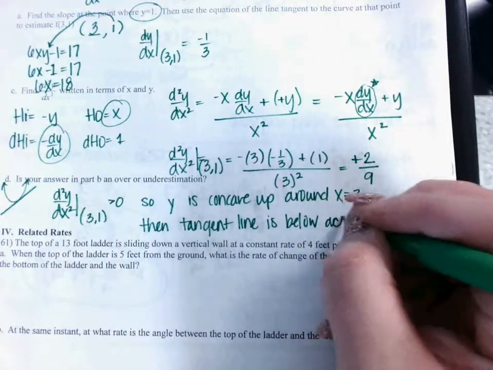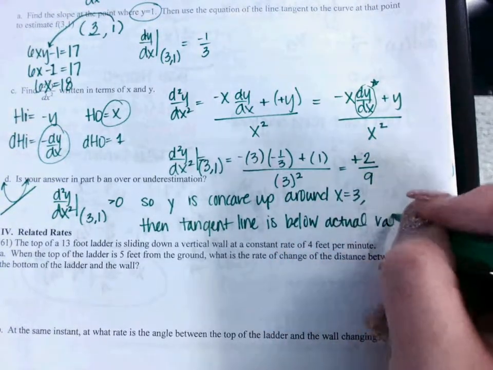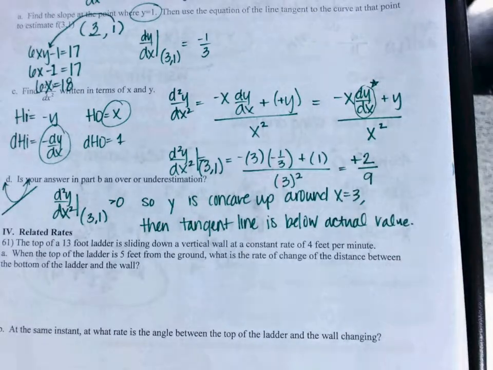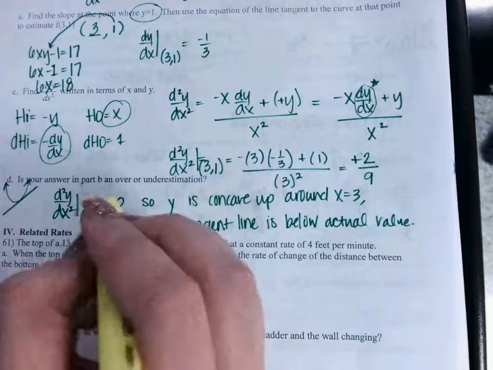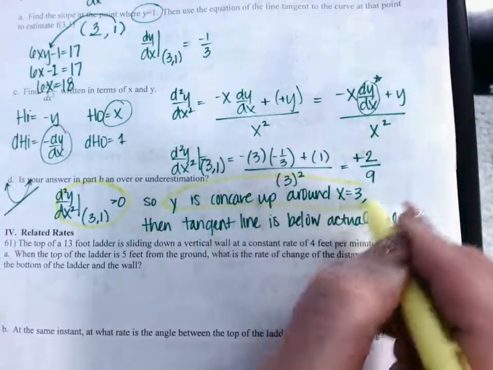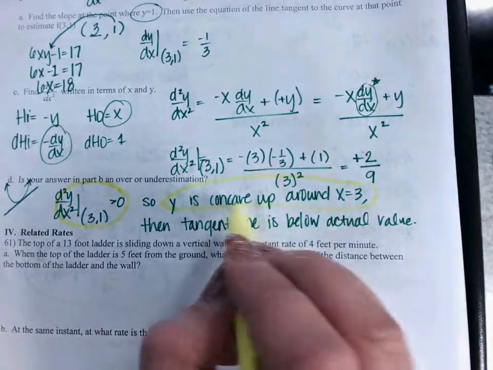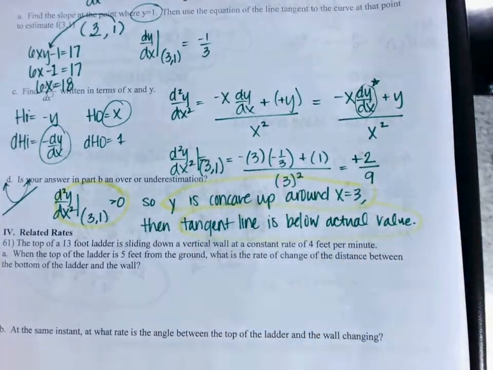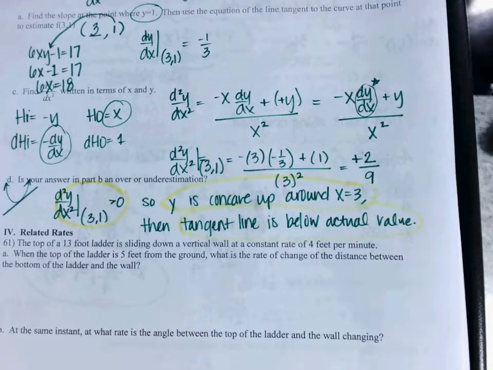The actual value. And remember, you do have to hit those 3 points. You have to state that the second derivative is positive, so the graph is concave up around 3, which means the tangent line is below. And those would be your 3 important pieces that you'd have to make sure that you hit. Okay?